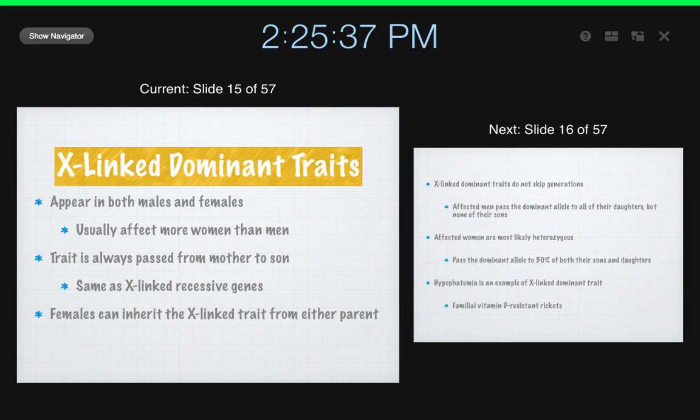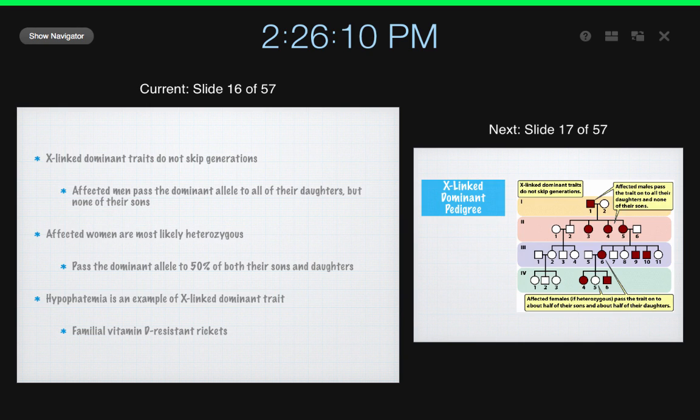X-linked dominant is a little bit different because it's now a dominant mutation. So in this case, an X-linked dominant will actually more likely affect a woman. It occurs at a higher frequency in women than in men. Okay. The trait here is always passed from the mother to the son. All right, just like we saw before. Same as X recessive. But now females can inherit the X-linked trait from either parent. All right? So this is where it changes a little bit.